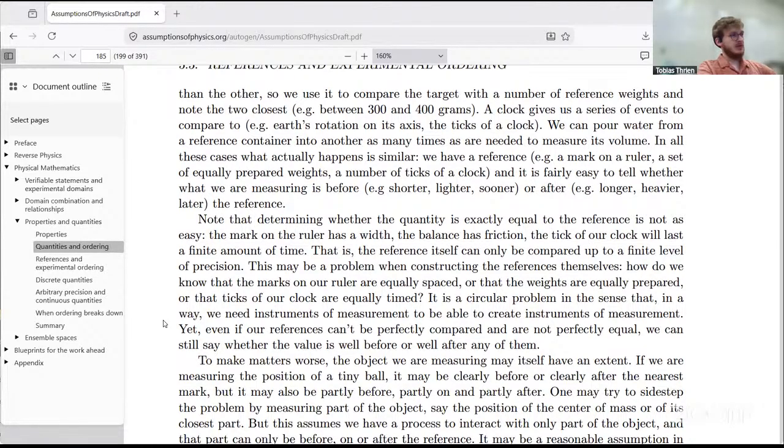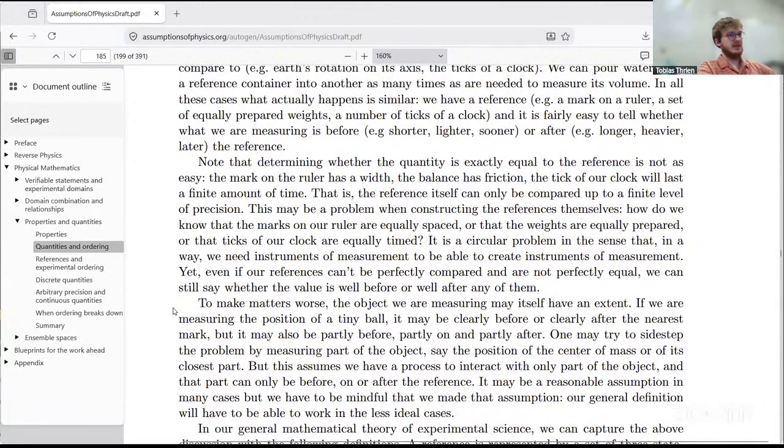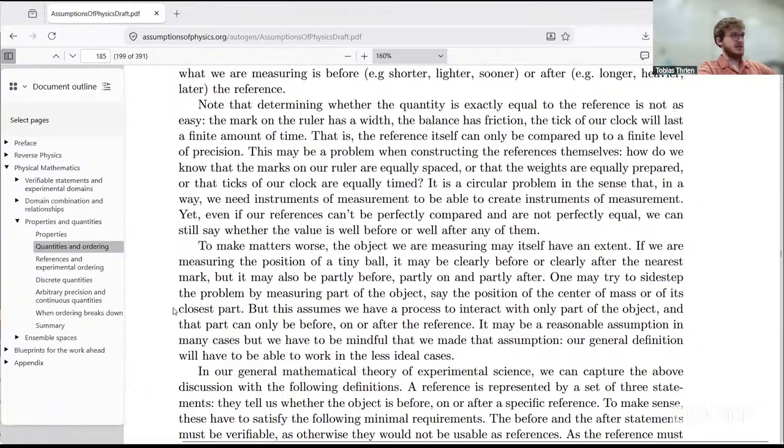Note that determining whether the quantity is exactly equal to the reference is not as easy. The mark on a ruler has a width, the balance has friction. The ticker for a clock will last a finite amount of time. That is, the reference itself can only be compared up to a finite level of precision.